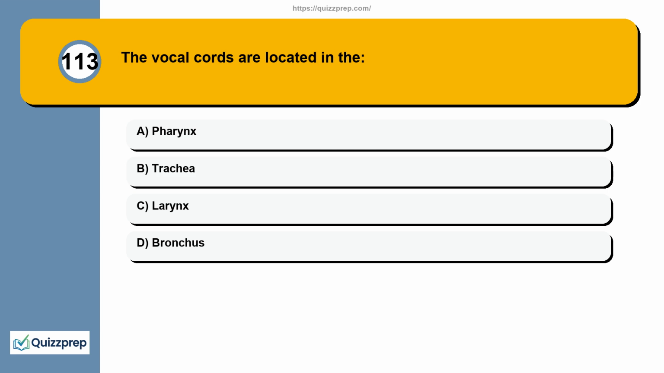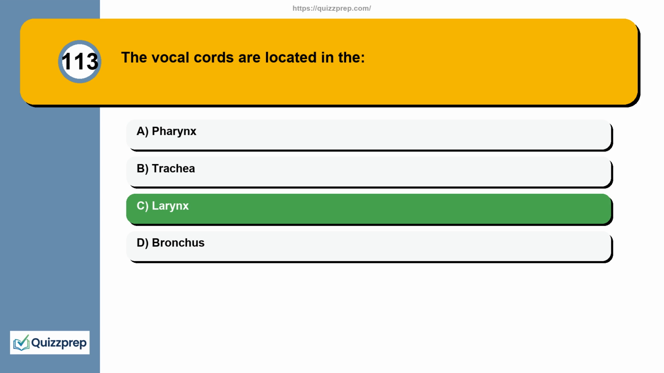Question 113. The vocal cords are located in the: option A, pharynx. Option B, trachea. Option C, larynx. Option D, bronchus. The correct answer is option C, larynx.